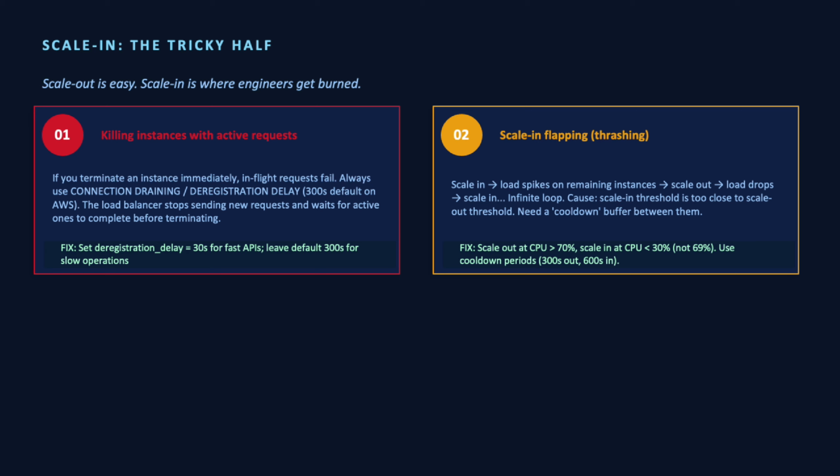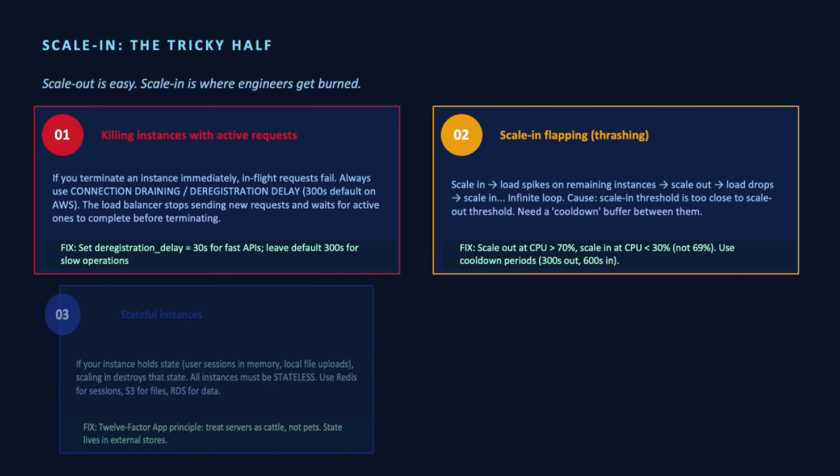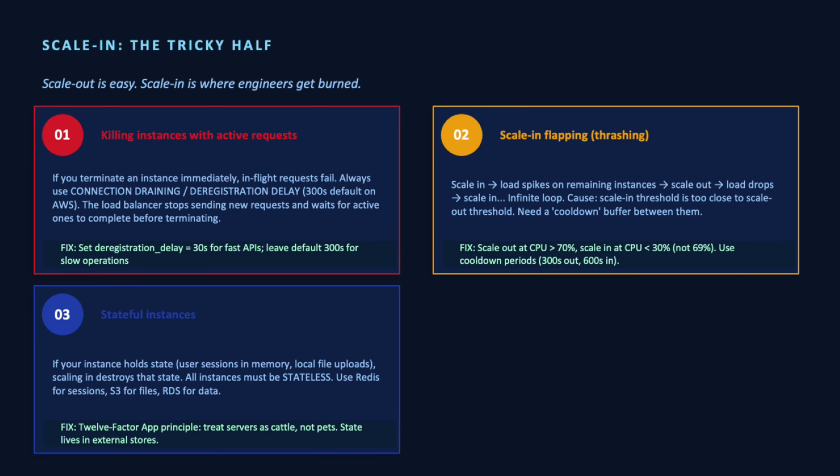And the solution to this is to keep a large gap between scale out and scale in thresholds, right? Like scale out should be at 70% and scale in should be at 30%. And use cool down periods to prevent rapid back and forth scaling. And then the third pitfall that we have is stateful instances.